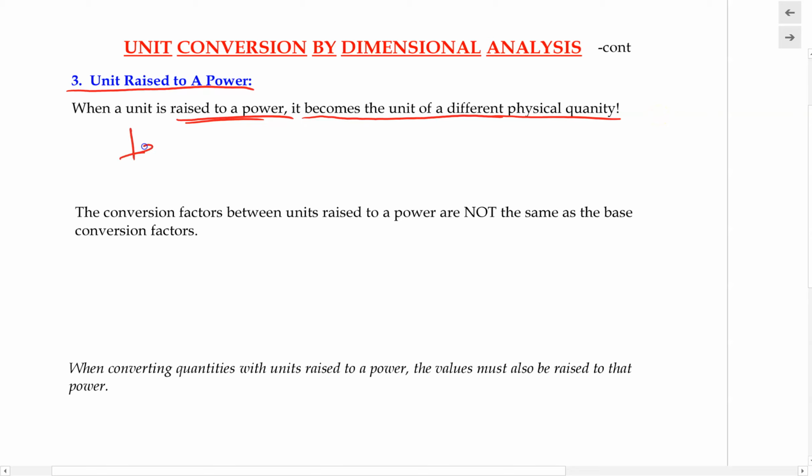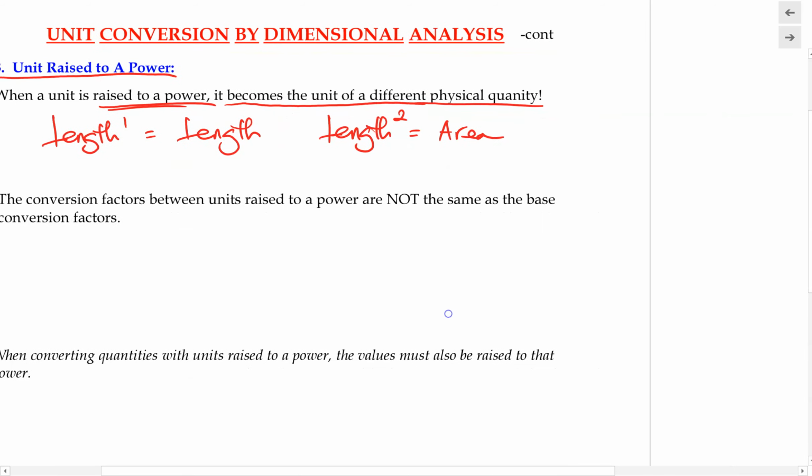For example, length raised to the first power would still correspond to the unit of length. However, when the unit of length is raised to the second power, this is now no longer the unit of length, but this is the unit of area. And similarly, when a unit of length is raised to the third power, this now becomes a unit of volume.